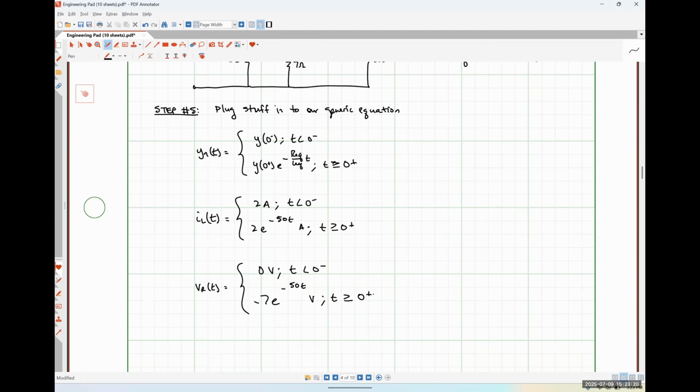So step number 5 is literally as easy as it sounds. We just plug stuff in and we're finished. Okay. All right. I have slightly less than 30 minutes left of class, so I'm going to go over how to handle RC circuits much more quickly.